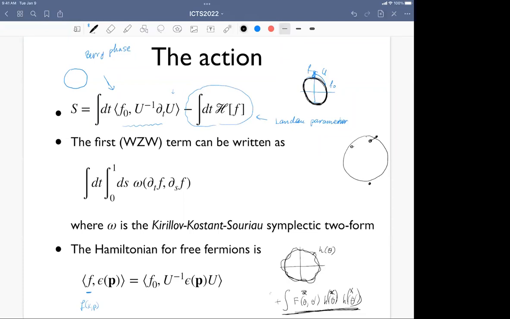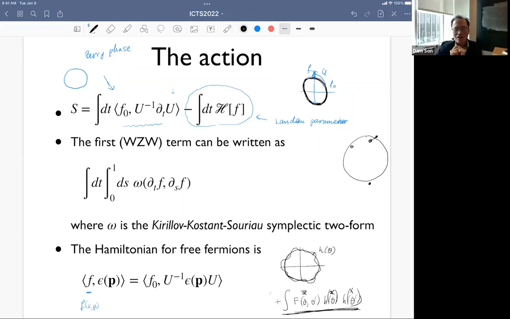Of course, there are some derivative terms that one can write down also, which can be thought of as just expanding this non-locality in derivatives.